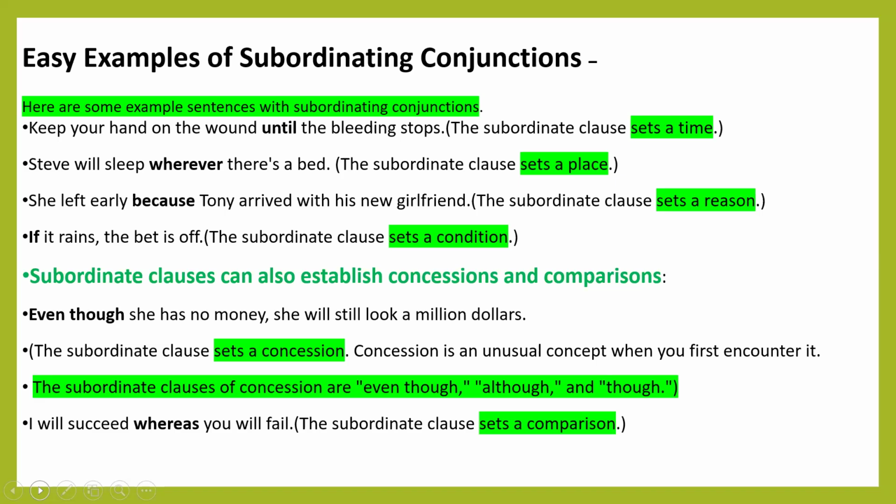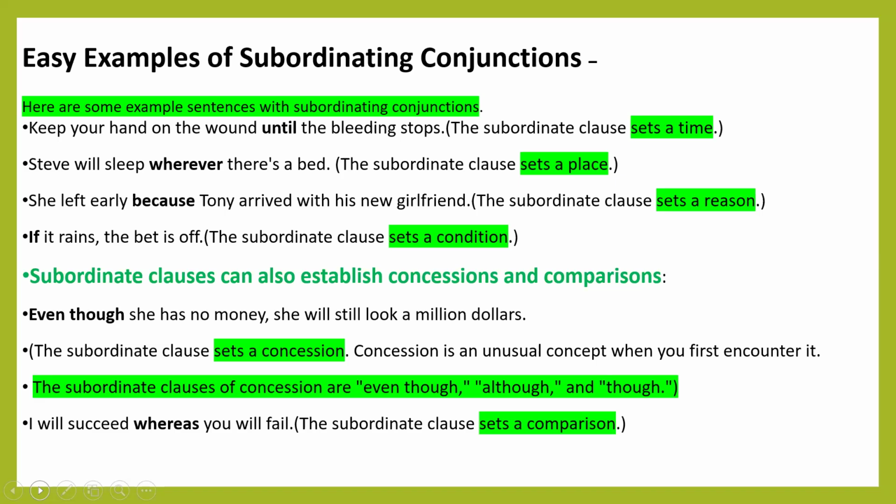She left early because Tony arrived with his new girlfriend. "Because Tony arrived with his new girlfriend" is the subordinate clause, and it gives a reason. "She left early" is the main clause. If it rains, the bet is off. It shows a condition, so it's a subordinate clause.